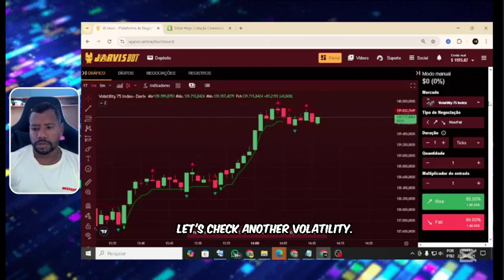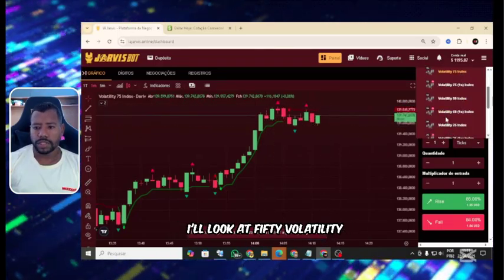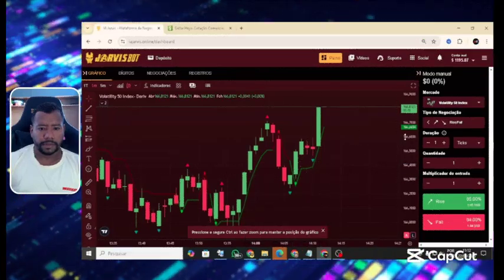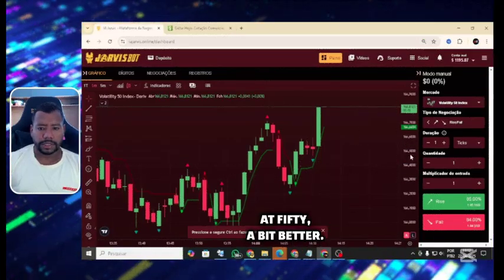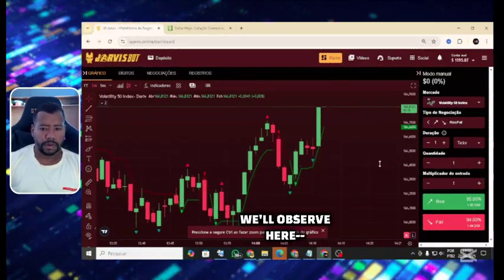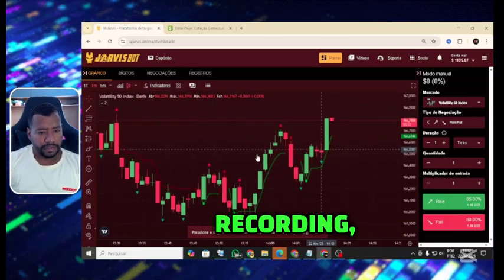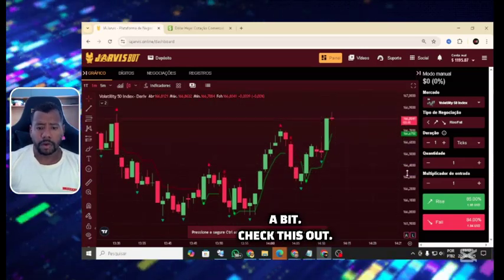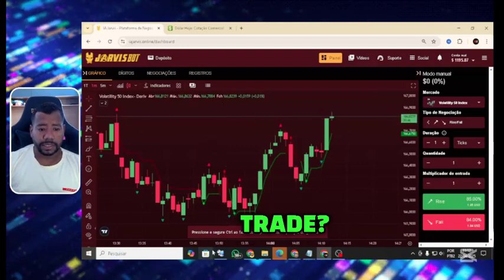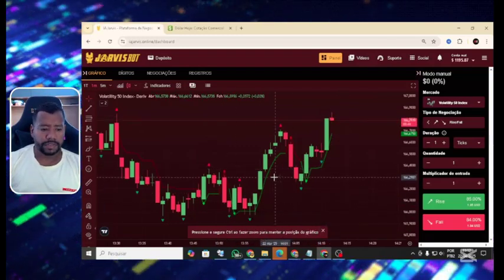Let's check another volatility. Look at 50 volatility now. The volatility is at 50, a bit better. Observe here. As it's recording, it might lag a bit. This is the best time to enter a trade. When this happens, I'll point it out for you.